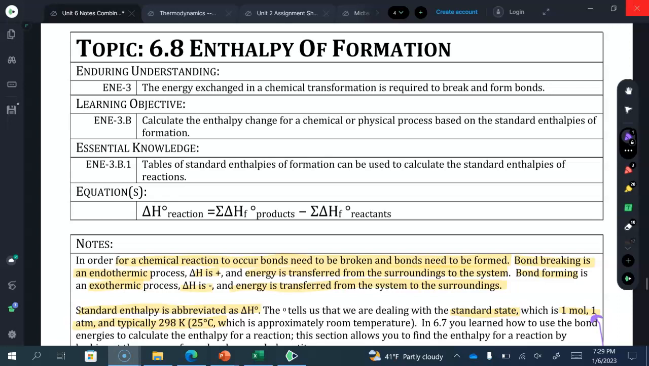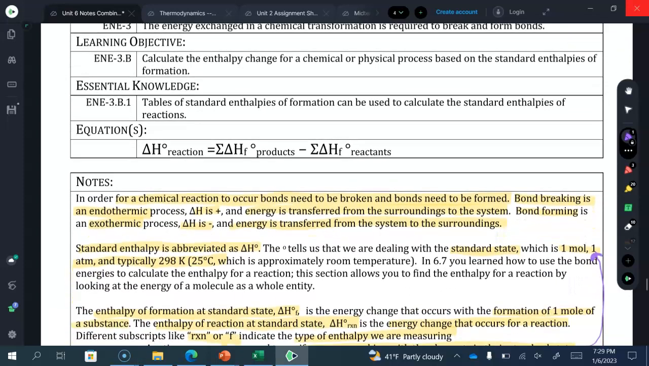Hello everyone, welcome to topic 6.8, enthalpy of formation. By the end of this, you should be able to calculate the enthalpy change for a chemical or physical process based on the standard enthalpies of formation. We will be working with this equation, which was introduced in a previous section, and we're going to continue to refine it.